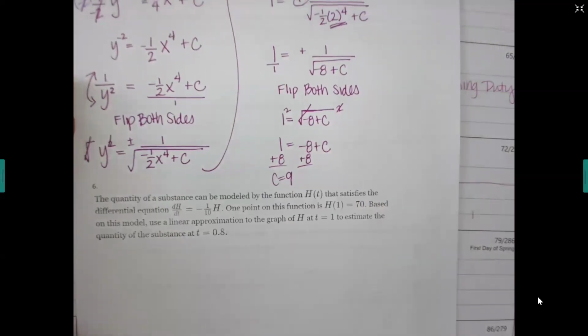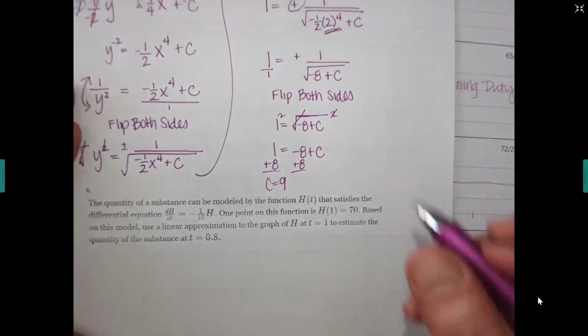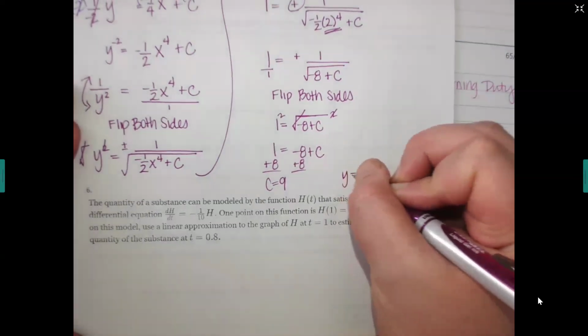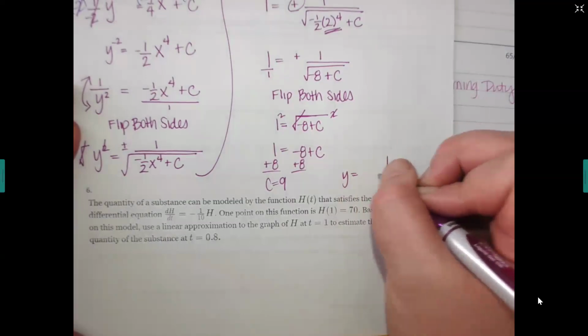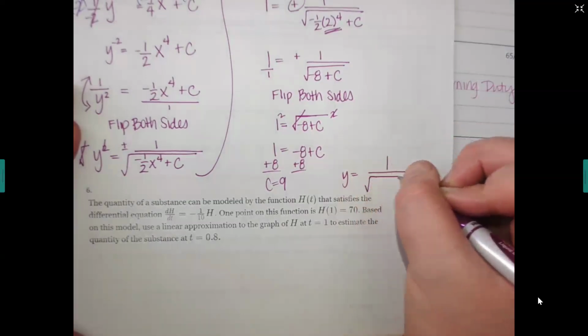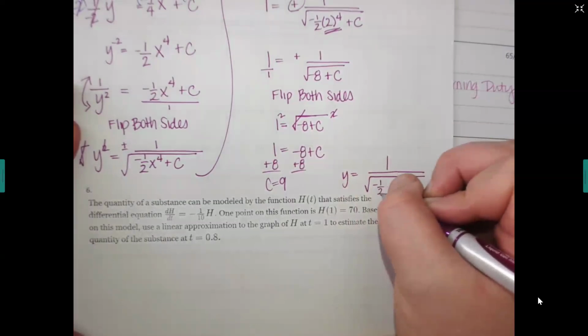Okay, then remember your particular solution. You have to plug in the 9 and choose the plus or the minus. In this case, we know that we chose the plus. Okay, but if you're picking the minus, you would need to make sure to write it.